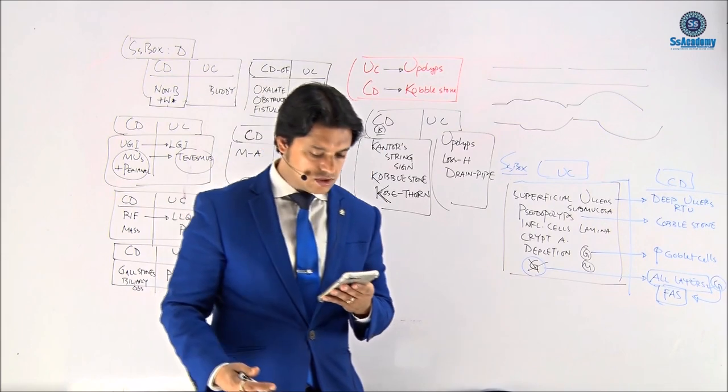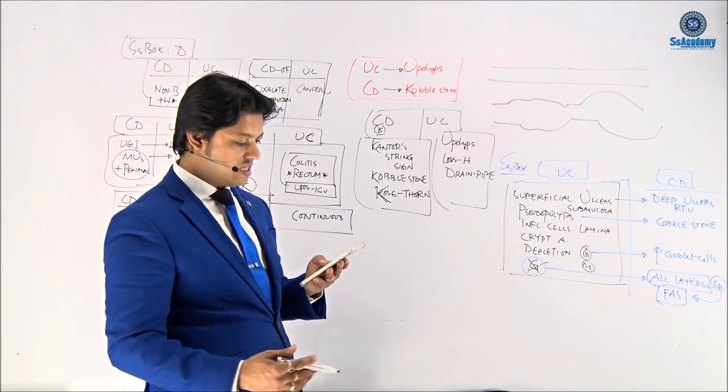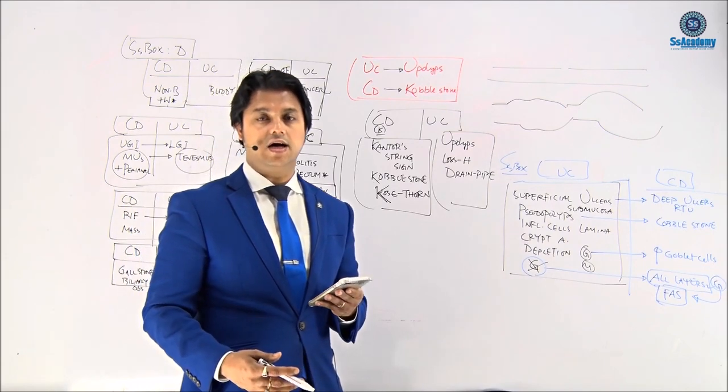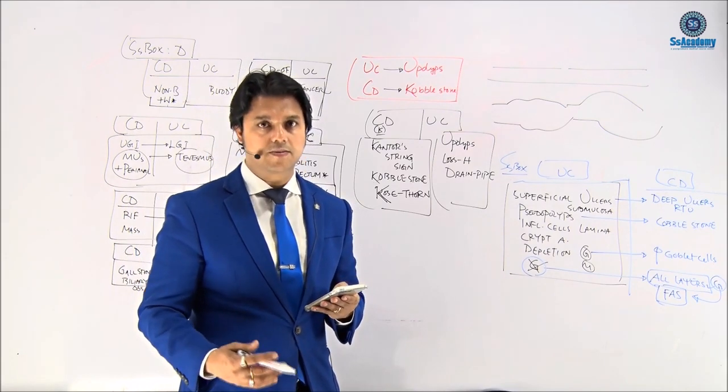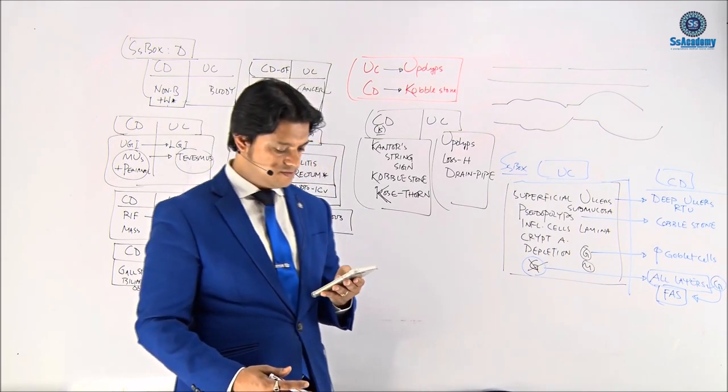Very minimal loss of obstruction, superficial ulceration leading to pseudopolyps, and in long-standing disease the colon is narrow and short, leading to the drain pipe colon. Colon, ulcerative colitis, colon, drain pipe.